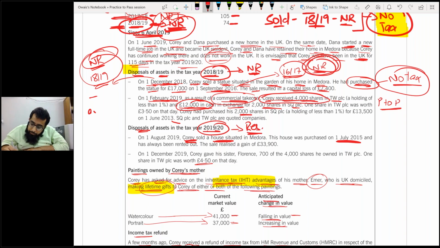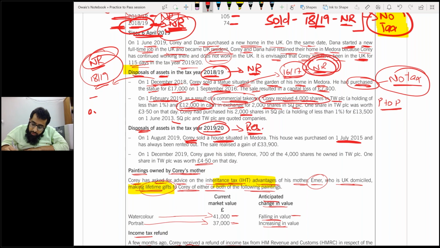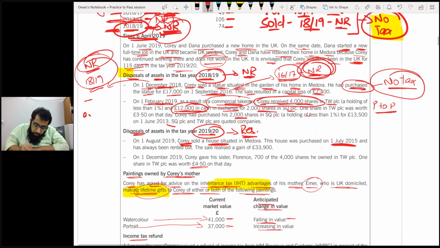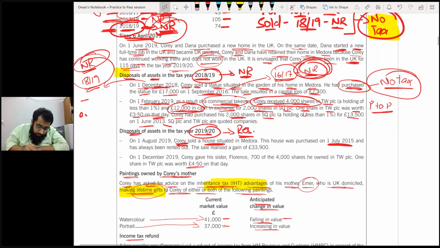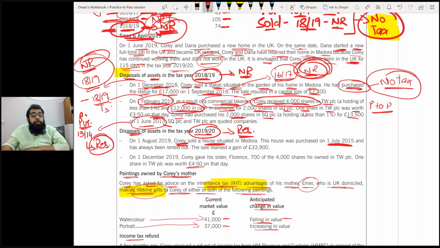One share in TW PLC was worth 3.5 pounds on that day. Corey had purchased 2,000 shares for 13,500 on 1st June 2013. Now this means that you purchased in 13-14, when you were resident. Now when did this takeover happen? This takeover happened in 18-19 when you were non-resident.